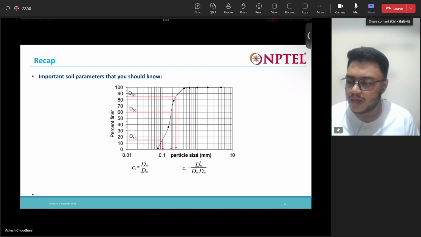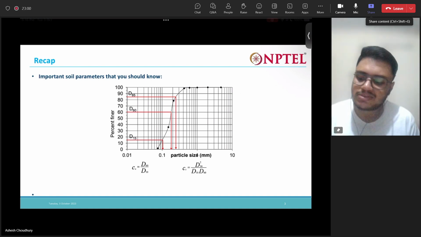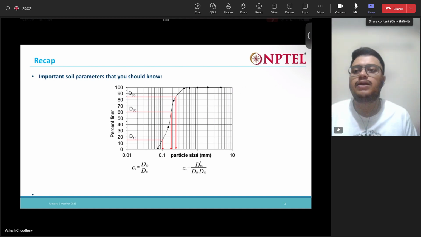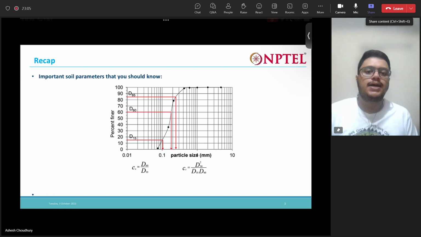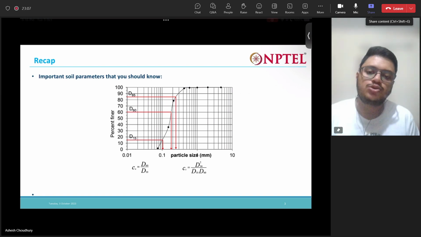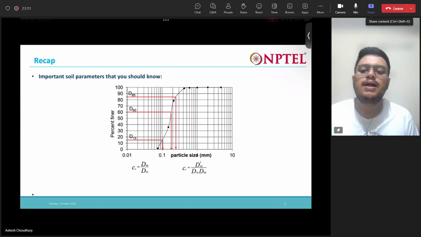So these are some of the basic parameters of the soil that you should know where you are going to use your filter: the soil type and the grain size distribution.